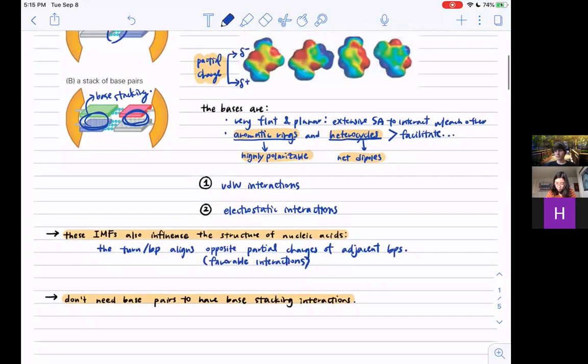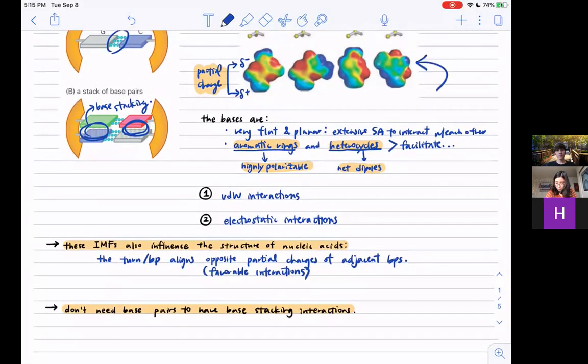Okay, and so another way to say that, looking at this diagram up here, is that the red, the partial negative regions, will align with the blue, the partial positive regions of adjacent base pairs.